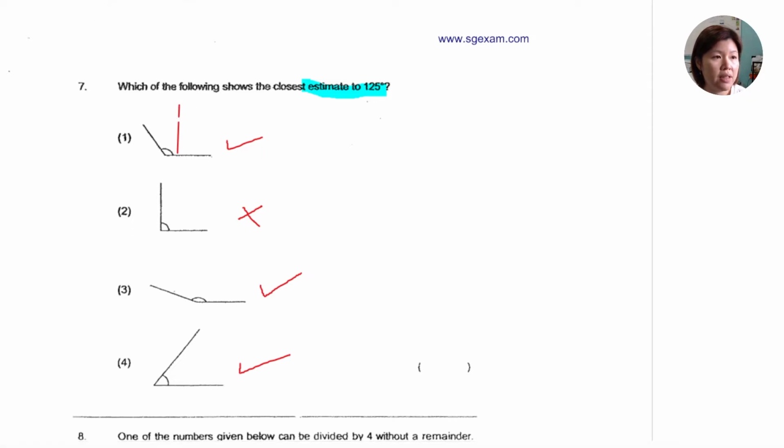So if you can see, 90 degree is actually this part. If I put a straight line, it's actually here. So it's quite near to my 90 degree, whereas this one is very near to 180 degree. If I add on the straight line, give me a line. It's quite near to 180. So my option will be number 1. Okay, so let's move on to the next question.